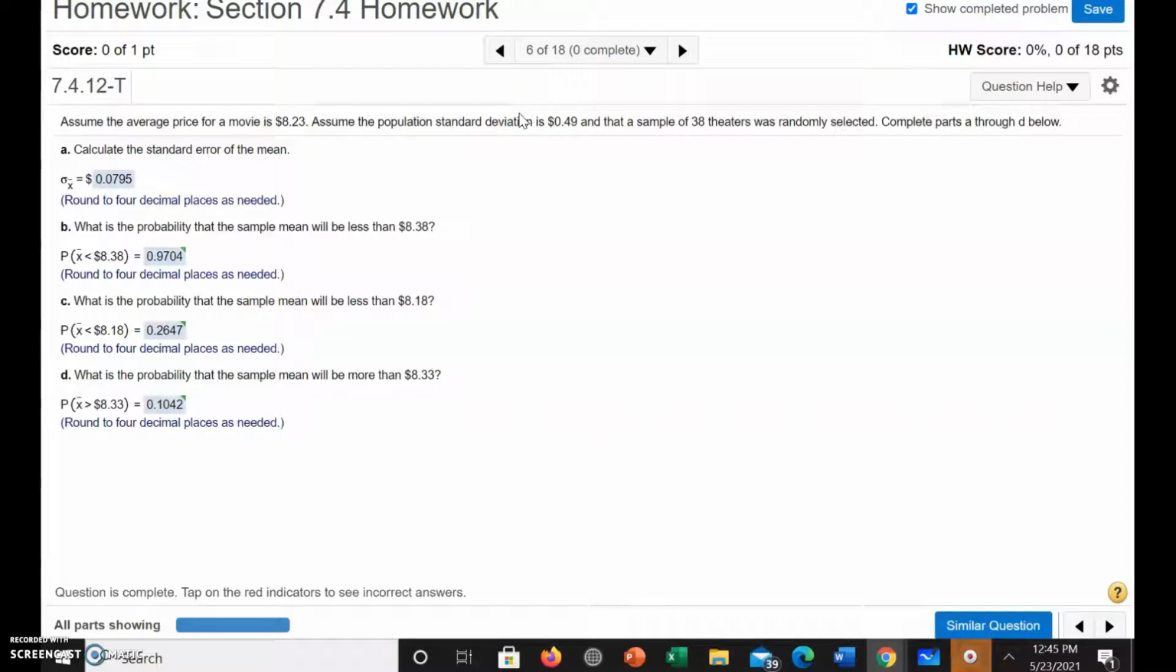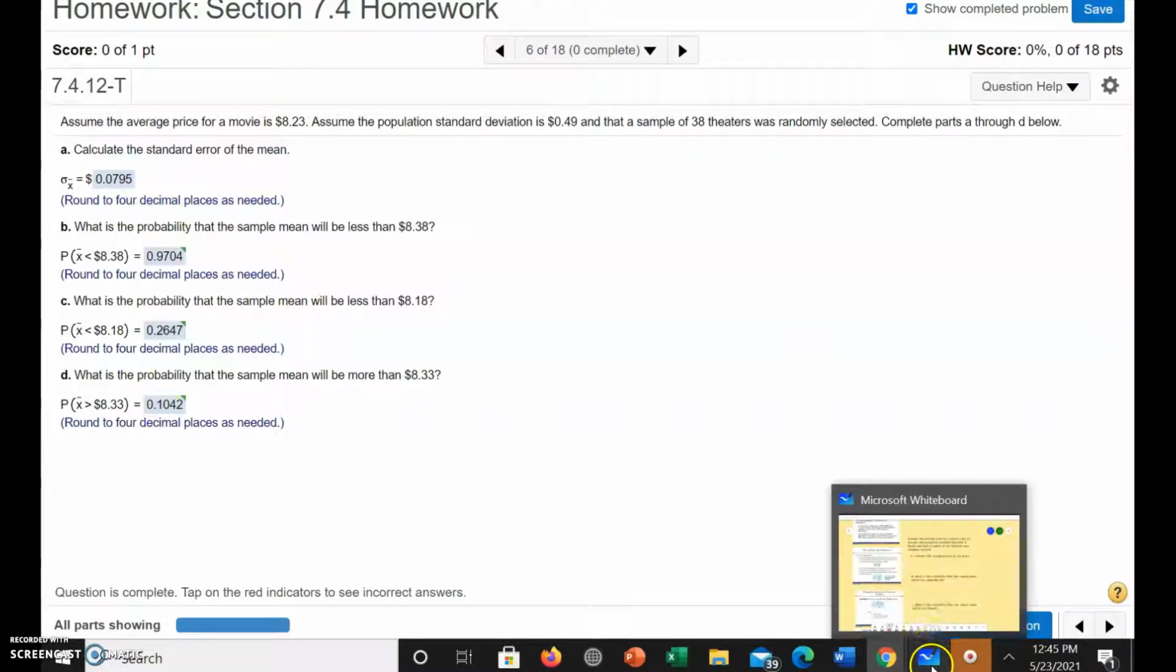Assume the average price for a movie is $8.23. Assume the population standard deviation is 49 cents and the sample of 38 theaters was randomly selected. Complete parts A through D below. We want to find first the standard error of the mean.